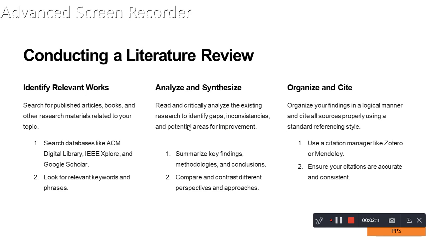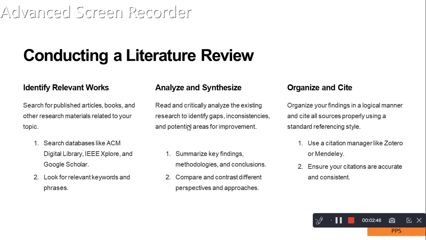So search the relevant articles from databases like ACM Digital Library, IEEE Xplore and Google Scholar. Look for the relevant keywords and phrases, and based on that you can select the relevant works. From those relevant works you should analyze and summarize the key findings of the existing work, find the conclusions, read out the methodologies, and compare the results from one paper to another paper. Then organize your review of literature.